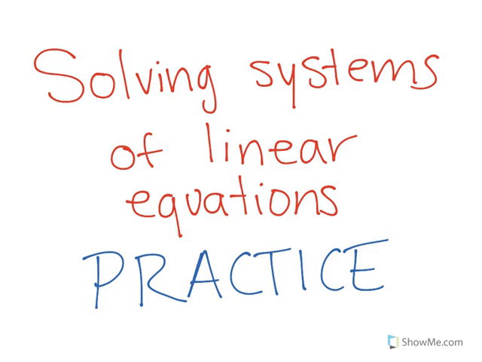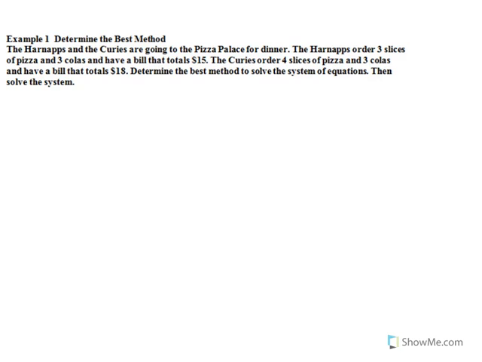Hello, today we will practice solving systems of linear equations. So our first example is we need to determine the best way to solve this problem and also try to solve it. The Harnaps and the Curies are going to the Pizza Palace for dinner. The Harnaps order 3 slices of pizza and 3 colas and have a bill that totals $15. So a key word right here is totals. That means kind of equals.